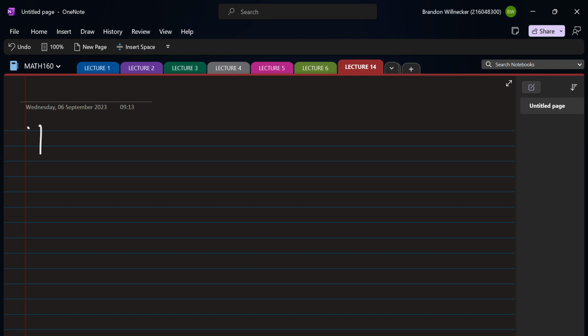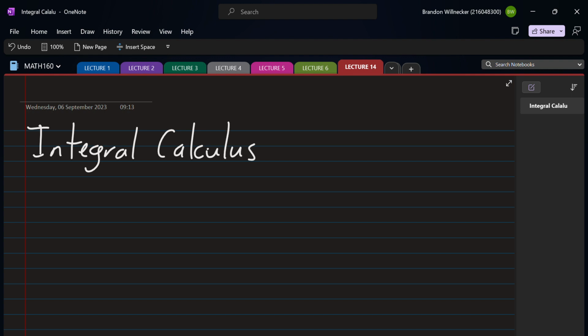Okay, so integral calculus. This is like the sister chapter to differential calculus. At the beginning, we do differential calculus. Now we do integral calculus. You put the two together, and then you just get calculus. We'll see later on how they're linked, but for now, again, just think of it as a separate chapter.